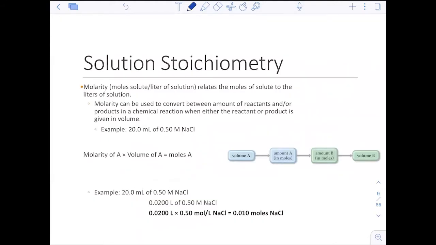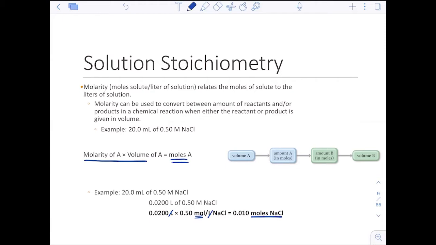For solution stoichiometry, we can utilize molarity the same way that we utilize molar mass. In a reaction, if we wanted to be able to convert from amounts of reactants or products to another reactant or product, we can use molarity to convert any type of volume units to moles. So how do we do that? Molarity times volume. Just like we saw in M1V1, molarity times volume will be our gateway to moles. So here's our example. If I have 20 milliliters of a 0.50 molar NaCl solution, how many moles is that? Well, we notice that liters can cancel with liters. We're left with moles in the numerator, and we can do the math and see 0.010 moles of NaCl exist in that solution.